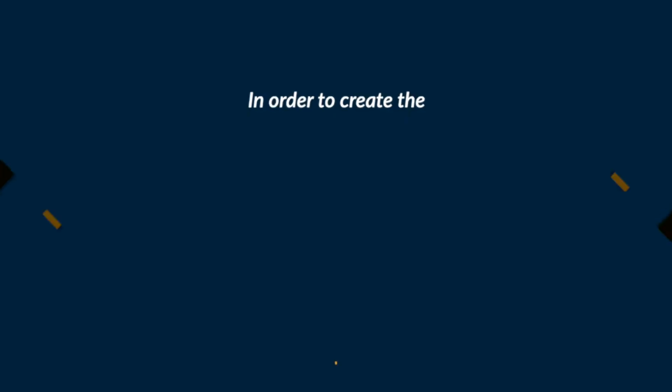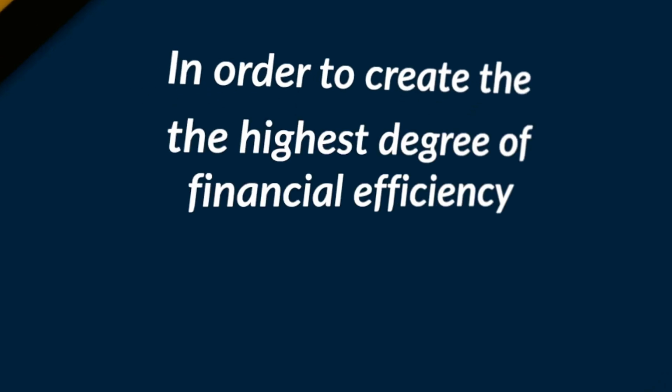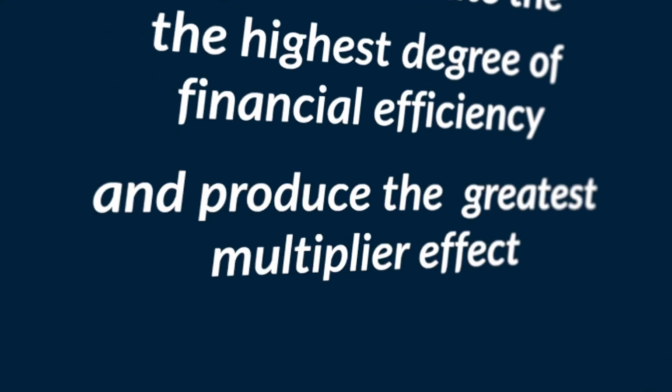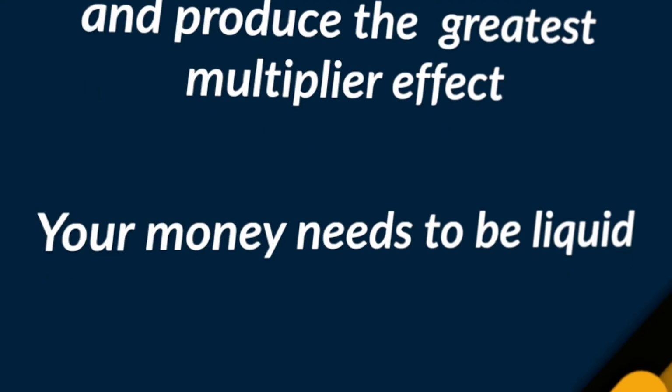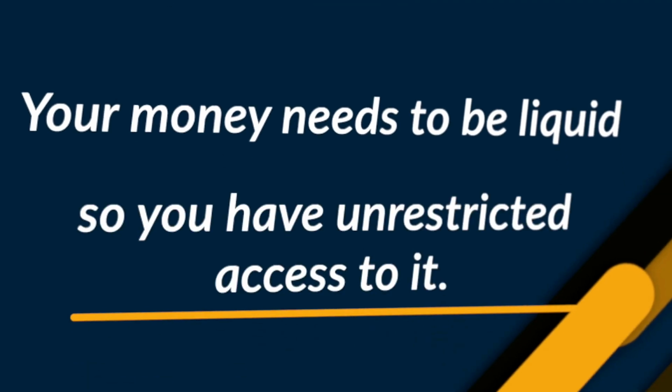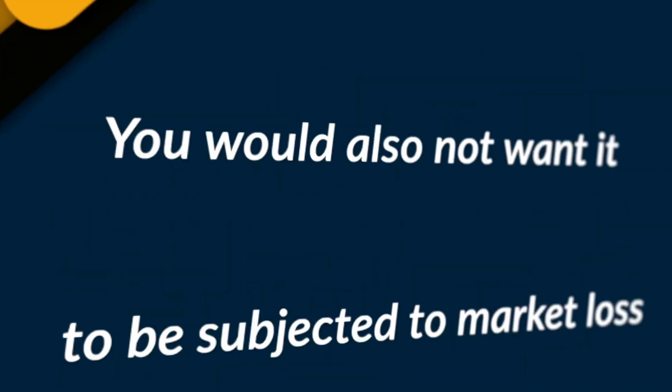So now it's time to add the concept of the multiplier effect. The multiplier effect looks at where and how you store or position your money. And until now, in our example, we have initially been looking at storing your $500 per month in some type of interest-bearing savings account where you did not have to pay taxes on the interest. In order to be able to create the highest degree of financial efficiency and produce the greatest multiplier effect, you're going to need your money to be liquid, so you have unrestricted access to it. You would also not want it to be subject to market loss, so you could be assured it would be there when you needed it.